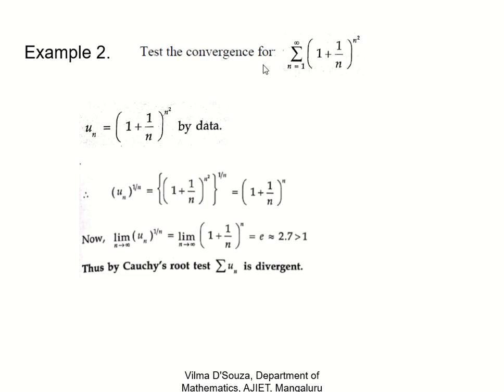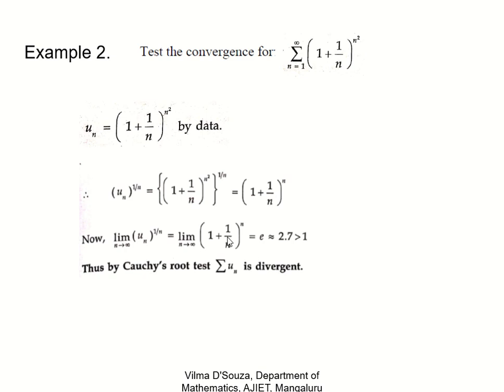So take one more problem. Test the convergence for summation 1 plus 1 by n to the power n square. This is your un. What is un to the power 1 by n? You can directly find it here or find this separately. Un to the power 1 by n is 1 plus 1 by n to the power n square into 1 by n. So n square into 1 by n is n, so the power becomes n. So limit n tending to infinity un power 1 by n is limit n tending to infinity 1 plus 1 by n to the power n.